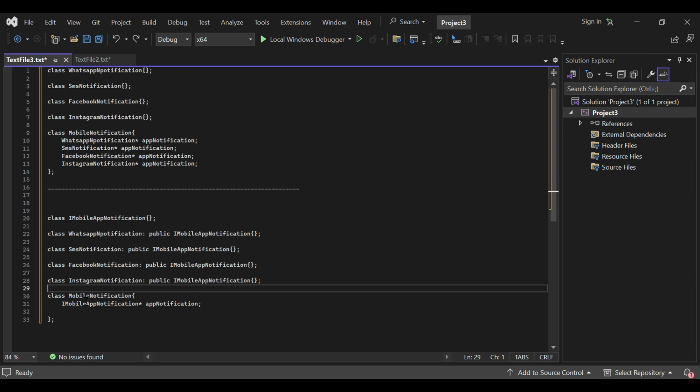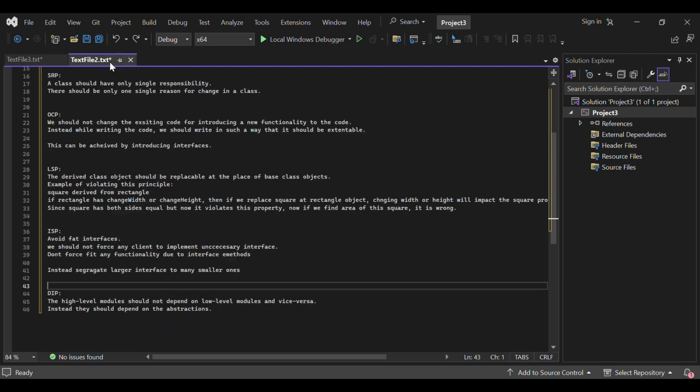In the second example, the higher level module is dependent on the abstraction layer, that is nothing but the interface. So this is about DIP, the dependency inversion principle.